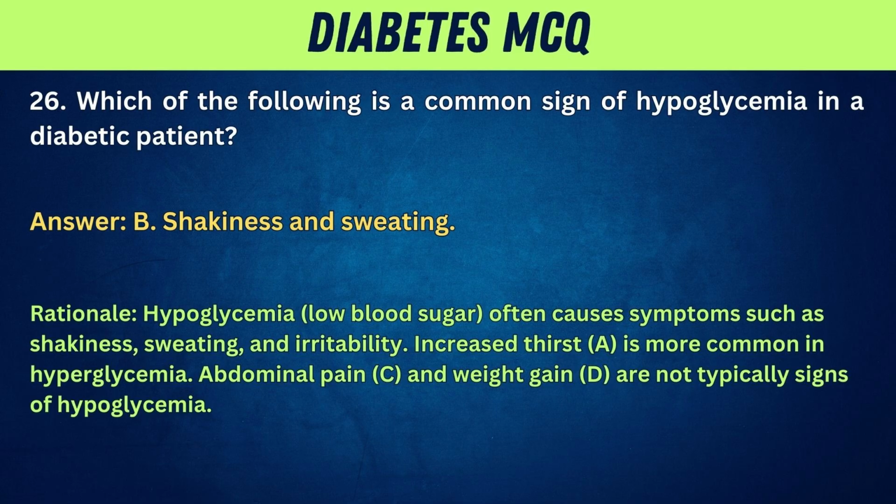Rationale: hypoglycemia, low blood sugar, often causes symptoms such as shakiness, sweating, and irritability. Increased thirst, A, is more common in hyperglycemia. Abdominal pain, C, and weight gain, D, are not typically signs of hypoglycemia.